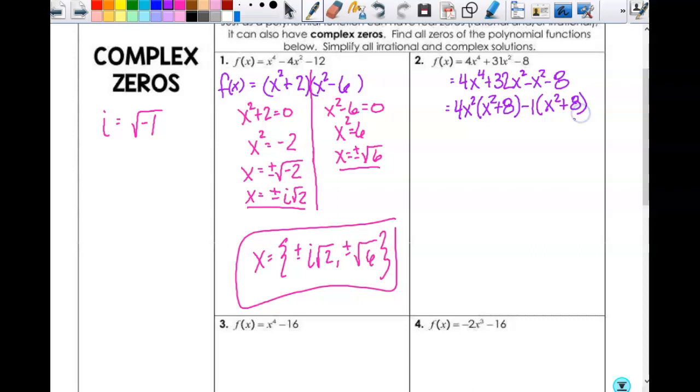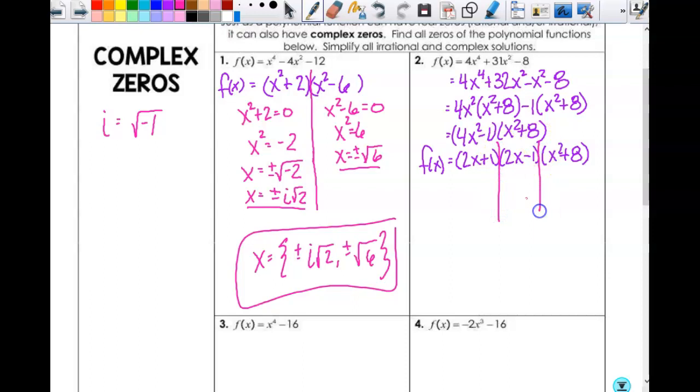Now, this is not fully factored. This is one of the places that some of y'all stop and think you're factored all the way, and you're not. It's got to become 4x squared minus 1 times x squared plus 8. But then still, could I factor this more? Yes, because that first one is a difference of squares. Good. So this is 2x plus 1 times 2x minus 1 times x squared plus 8. And that's the best I can do right there. So that's as much as I can factor it at this point.